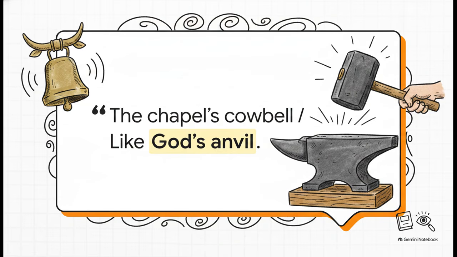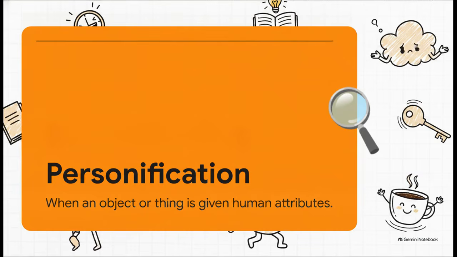He isn't just saying the cowbell is heavy, no. By bringing in the anvil, he brings in the idea of a massive, heavy, universe-shaping force. He charges his comparison with the widest possible range of meaning and resonance. It's huge. Next up in our figurative language toolkit is personification.